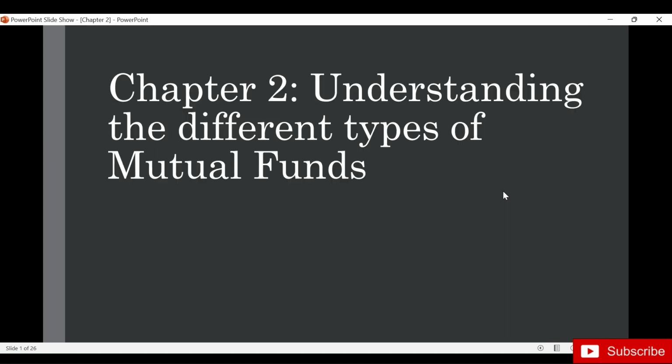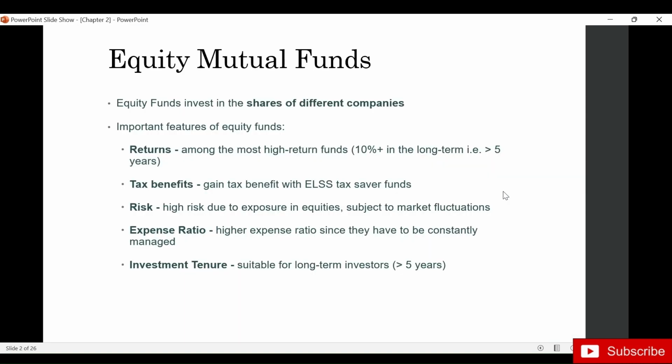Hello, friends. In chapter 2, we are going to understand the different types of mutual funds. In lesson 1 of chapter 2, we will talk about equity mutual funds and its different subcategories. Equity mutual funds invest in the shares or stocks of different companies.